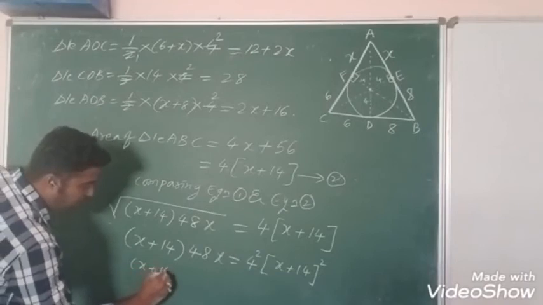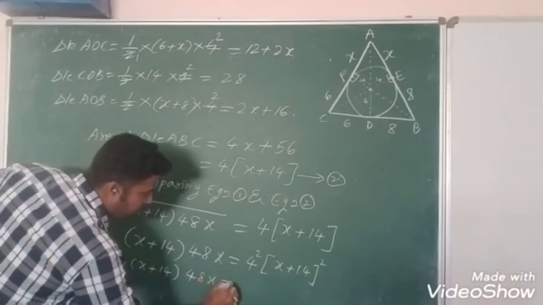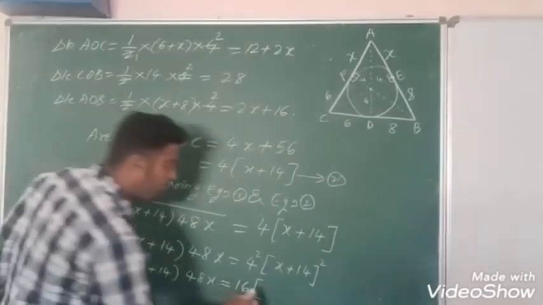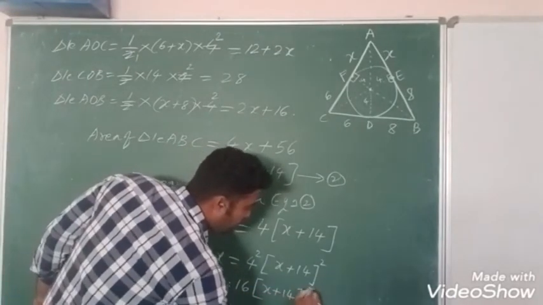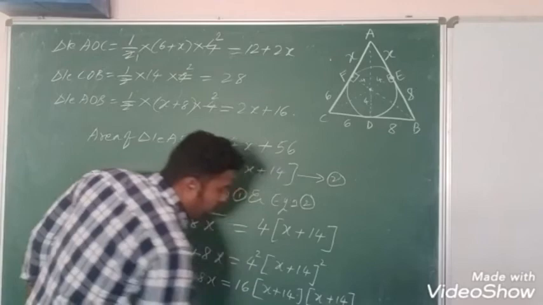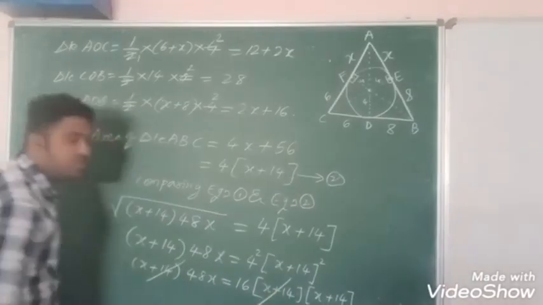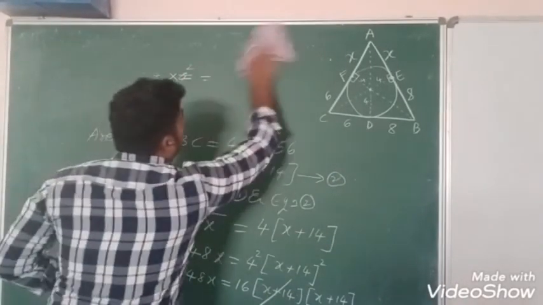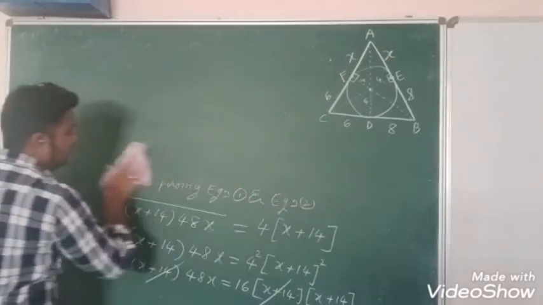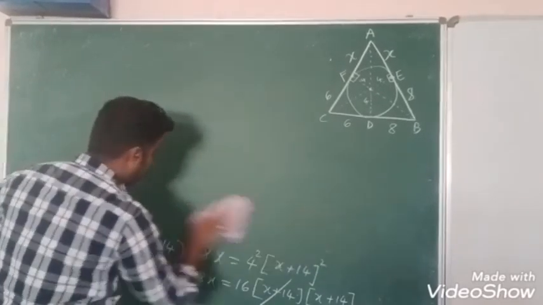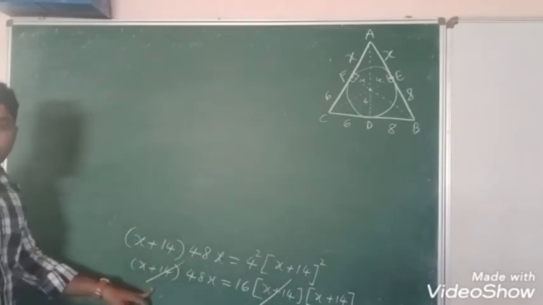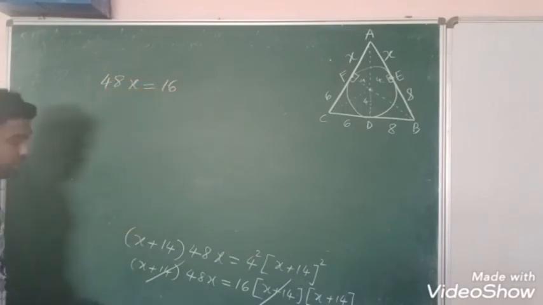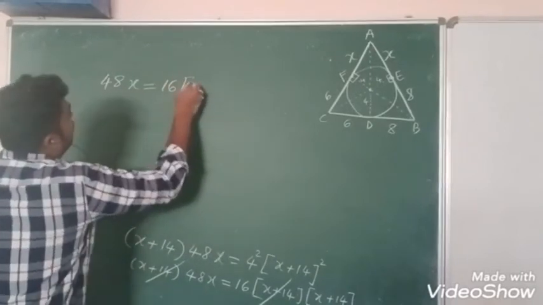Now what is the next term? This is x plus 14 into 48x, which is equal to 16. This I can write twice: a plus b whole squared I can write as a plus b into a plus b. So I can write x plus 14 into x plus 14. And now you can observe that x plus 14 and x plus 14 get cancelled. If I cancel x plus 14 on both sides, what remains? 48x is equal to 16 in the bracket, x plus 14.